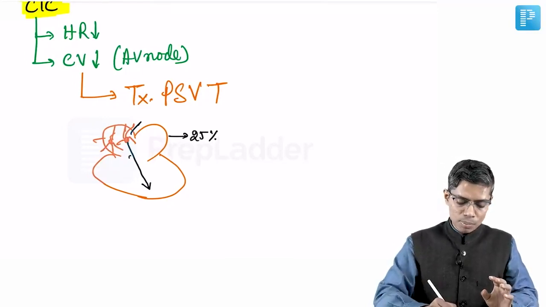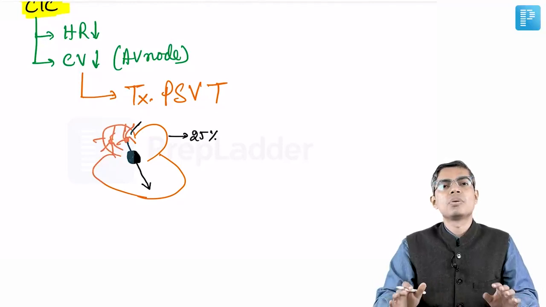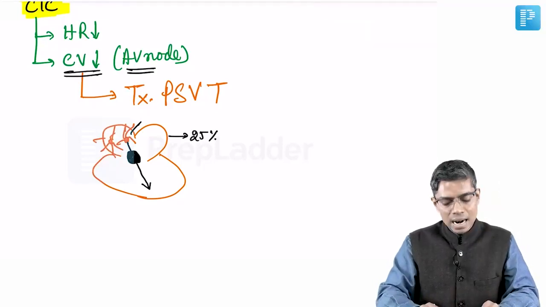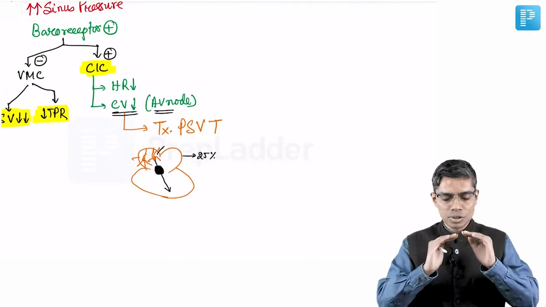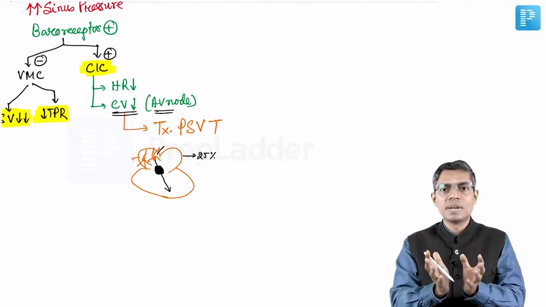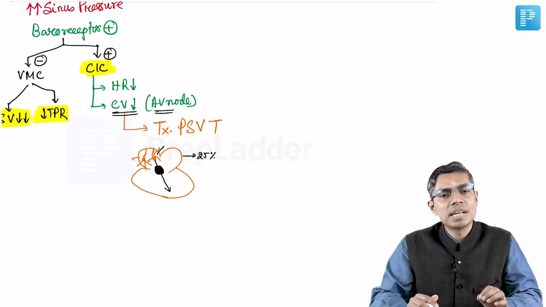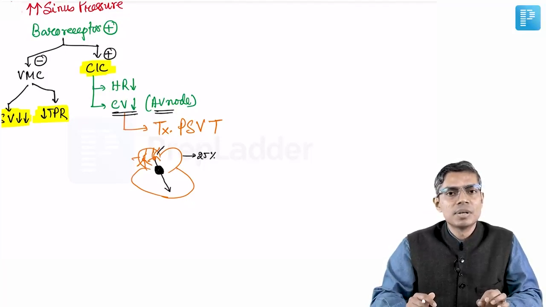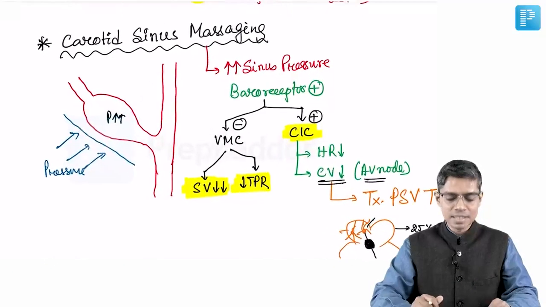How to control? You block some of the conduction. You block some of the heart rate at the level of the AV node. How to block? You reduce the AV nodal conduction, and that is done by massaging both carotid sinuses, which will block some of the impulses, so the ventricular rate will be normal, and that will maintain the perfusion to the brain and other vital organs. That is the emergency treatment of PSVT, right? So this is the beauty of carotid sinus massaging.